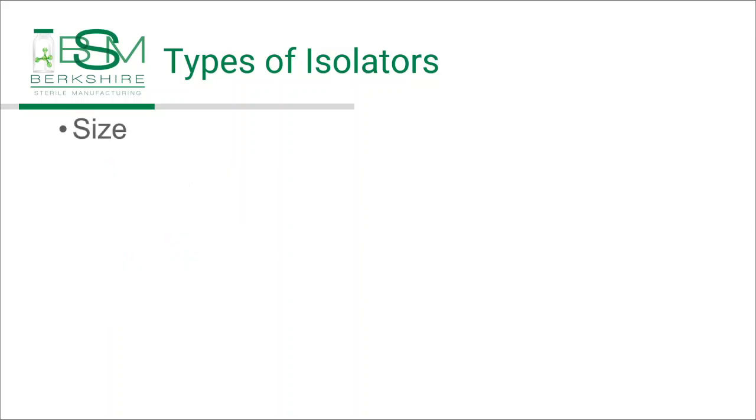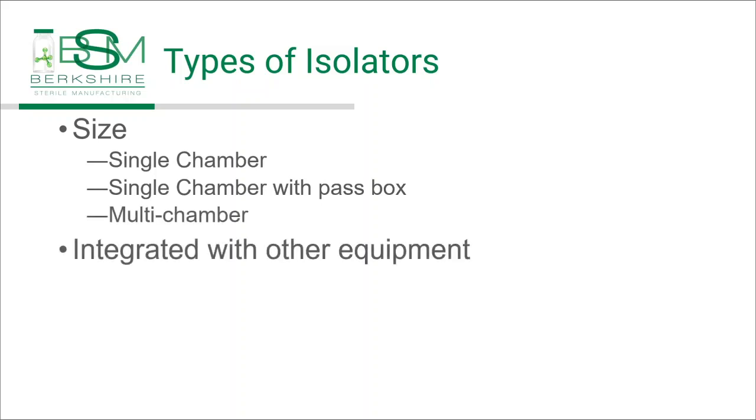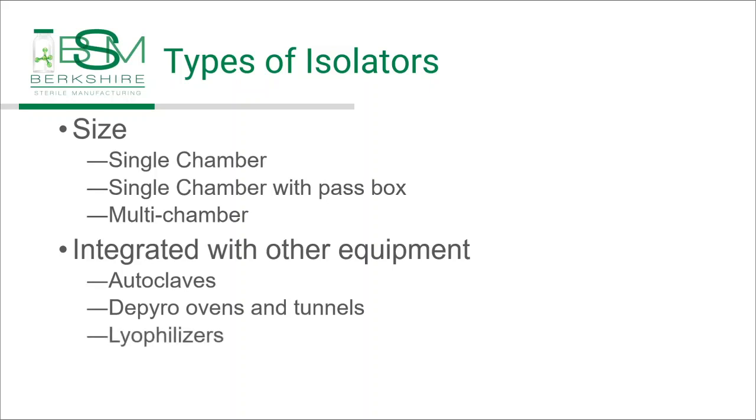Isolators can also be classified by their size. There's single chamber isolators with a pass box, which is just a small box which allows for a rapid decontamination of materials to be passed into the isolator. There's multi-chamber isolators. Isolators can also be coordinated or integrated with a lot of other equipment, such as autoclaves to unload sterile material directly into the isolator, depyrogenation ovens and tunnels for glass, and lyophilizers for freeze-dried drug product.